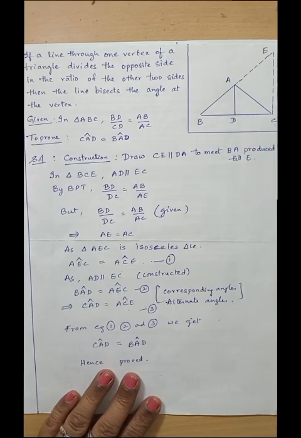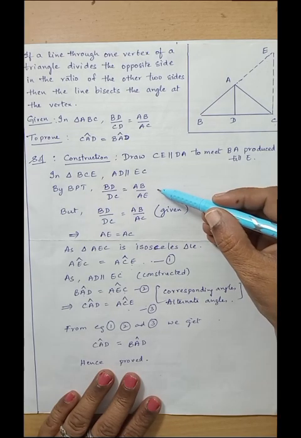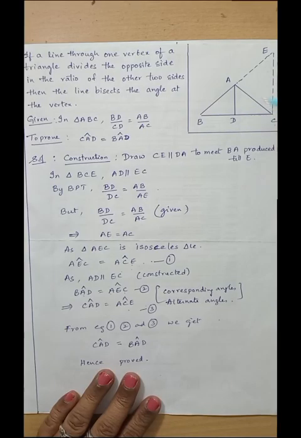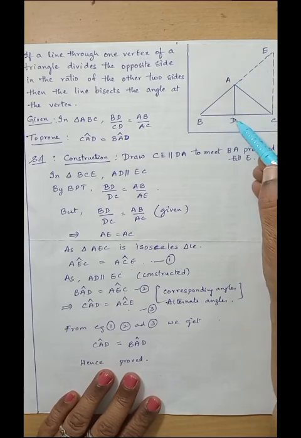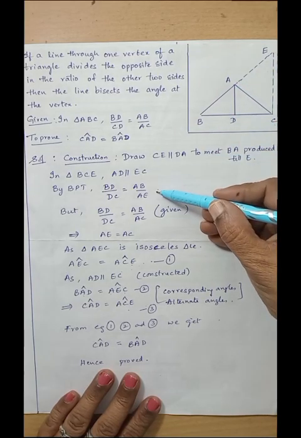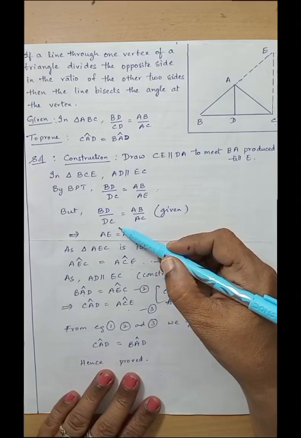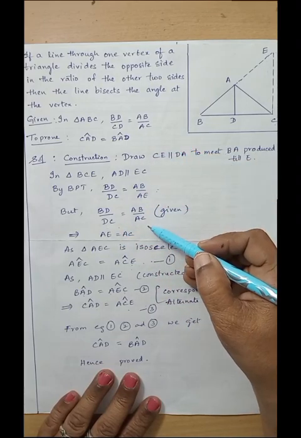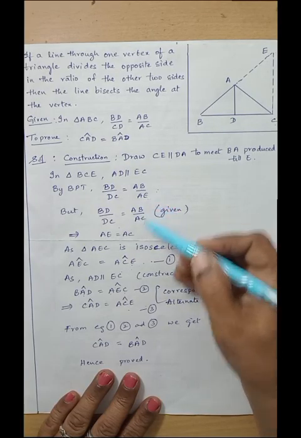In triangle BCE, AD is parallel to EC. Hence, we can apply basic proportionality theorem. The basic proportionality theorem states that if a line is drawn parallel to one side of the triangle to meet the other two sides in two distinct points, the other two sides are divided in the same ratio. Hence, we have BD by DC is equal to BA by AE. But BD by DC is equal to AB by AC is given. This implies that AC and AE are equal.